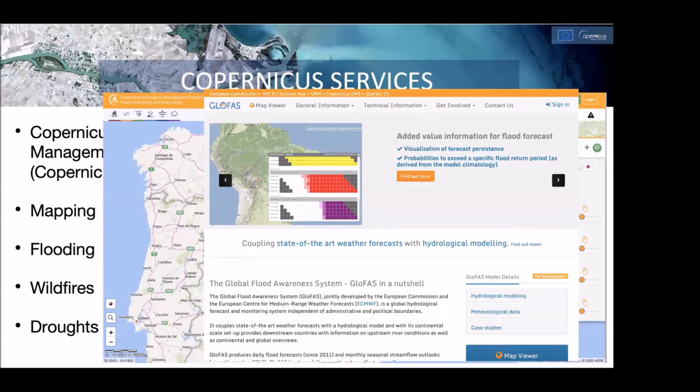This is just to show you that we have two different services. So the European service is very local in nature. So the resolution and forecast time is very good. However, we do have a global awareness system that provides, let's say, coarser information, but still allows you to monitor areas and regions for flood.